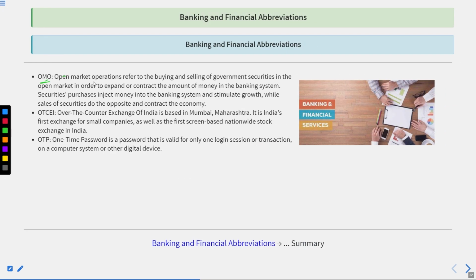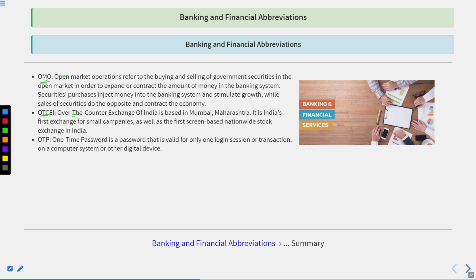OMO, open market operations, refer to the buying and selling of government securities in the open market in order to expand or contract the amount of money in the banking system. Securities purchases inject money into the banking system and stimulate growth. Sales of securities do the opposite and contract the economy.